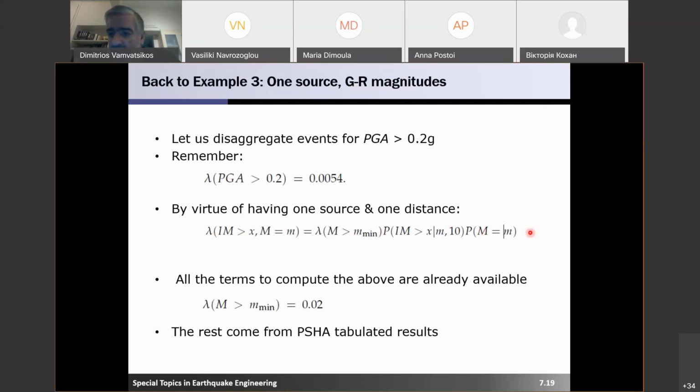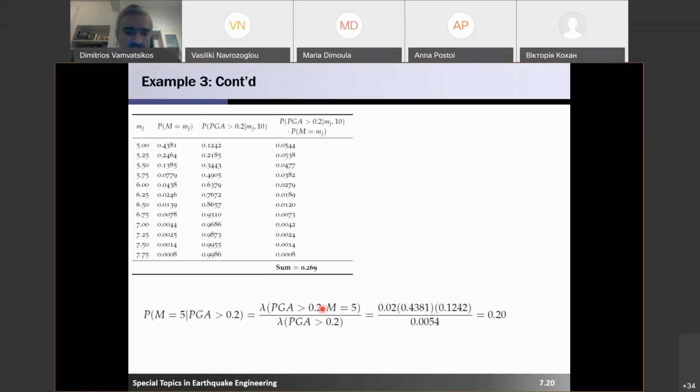All the terms to compute this are actually already available. For example, the minimum rate is 0.002, that was given, and the rest come from the PSHA tabulated results. Let me give you an idea. This is the exact same table I used earlier. The probability of a magnitude 5 is 0.4381.